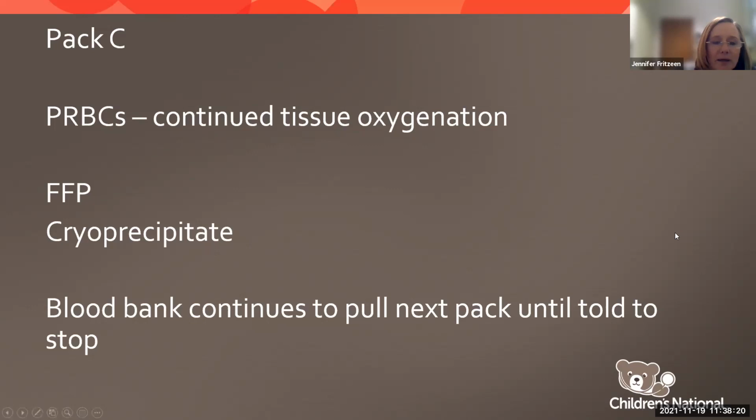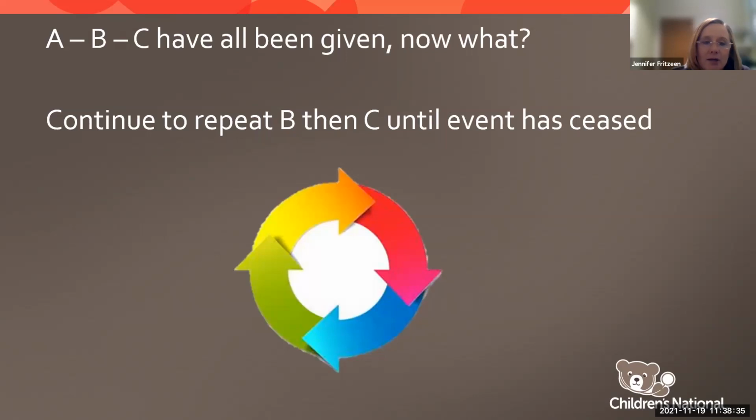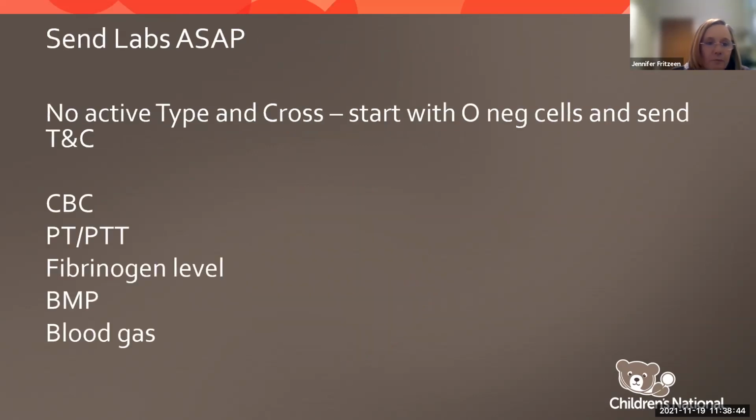Now, remember that blood bank is going to continue to pull that next pack until we tell them to stop. So as soon as our patient is stable and we can stop massive blood transfusion, it really is important for the blood bank to know about that because we want to minimize waste. So we've given A, we've given B, we've given C. What do we do now? We keep repeating B and C packs until the event is over.